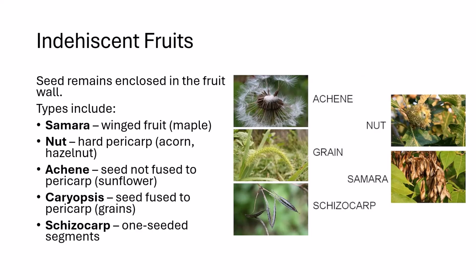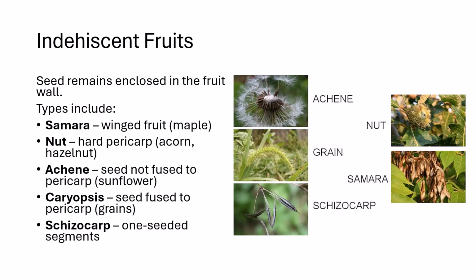A true nut has a hard, stony pericarp surrounding a single seed. Examples include acorns and hazelnuts. An achene is a small, dry fruit containing one seed that is not fused to the pericarp. A sunflower seed is actually an achene. A caryopsis, or grain, is similar to an achene except the seed coat is fused tightly to the pericarp. This fruit type is characteristic of grasses such as wheat, rice, and corn.